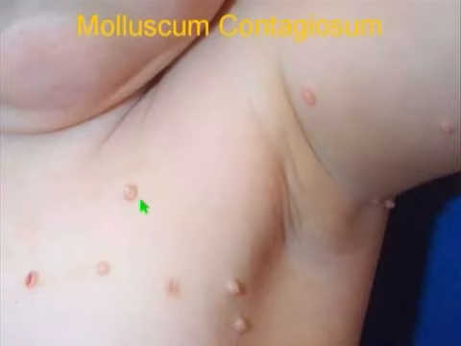Sometimes when they're earlier or younger, like this one, you may not see that umbilication there, but that classic kind of whitish or pinkish appearance of a sharply defined papule is still a pretty classic appearance for it. And for them to be grouped in one area like this is pretty common as well.